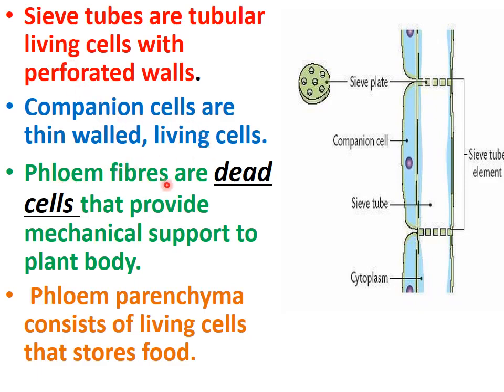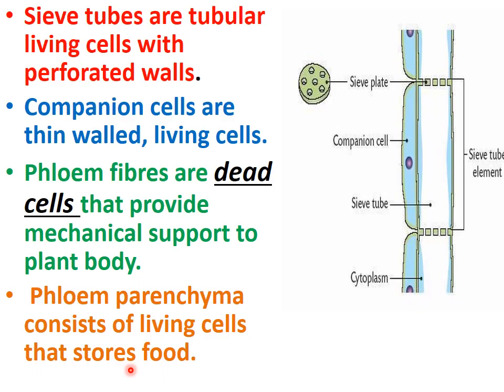And phloem fibers. Phloem fibers are dead cells that help in providing mechanical support to the plant. See, whenever the cells are dead, just keep writing that they provide mechanical support. Without thinking, write mechanical support wherever there are dead cells. And the last is phloem parenchyma. It consists of living cells that store food. So whenever parenchyma comes, write down storage of food. It is similar in xylem and in phloem.